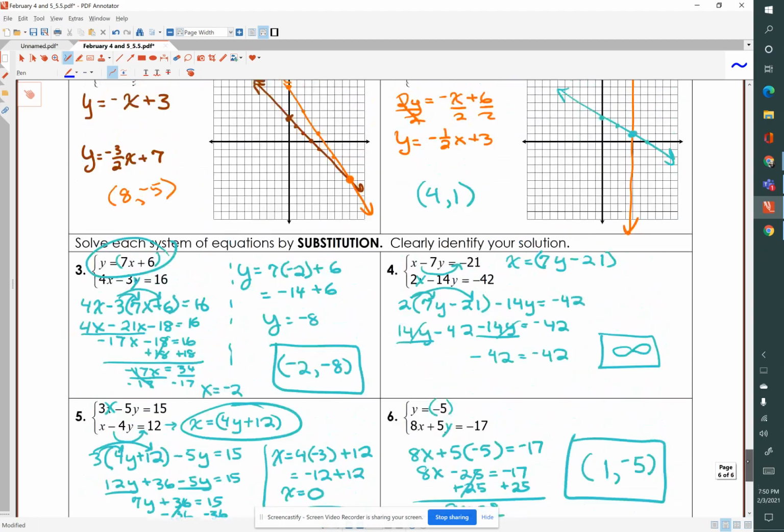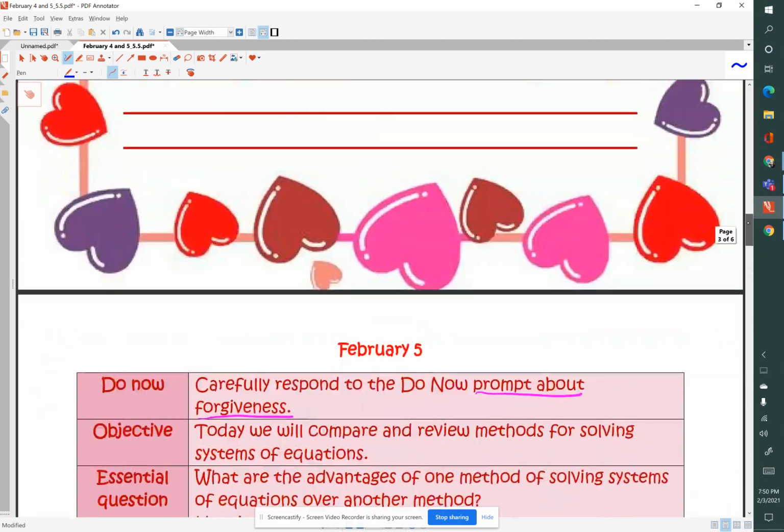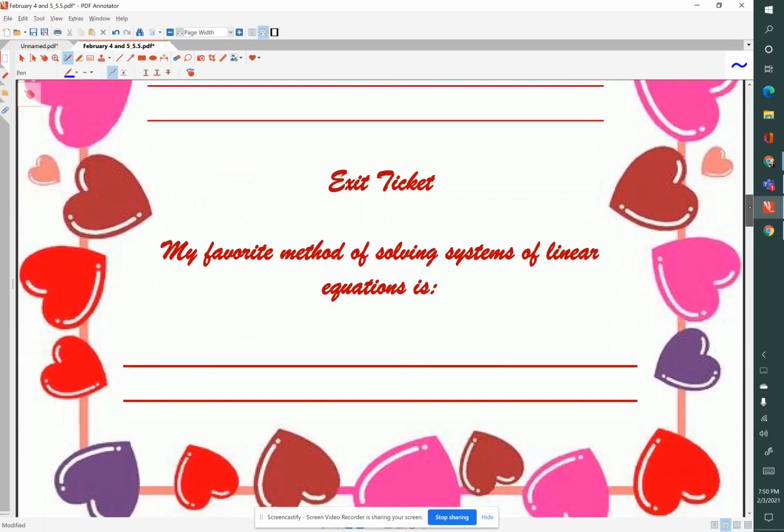Now, up to our exit ticket. You have been asked, my favorite method of solving systems of linear equations is... I can't answer this for you. Is it graphing, substitution, or elimination? Put your answer there.